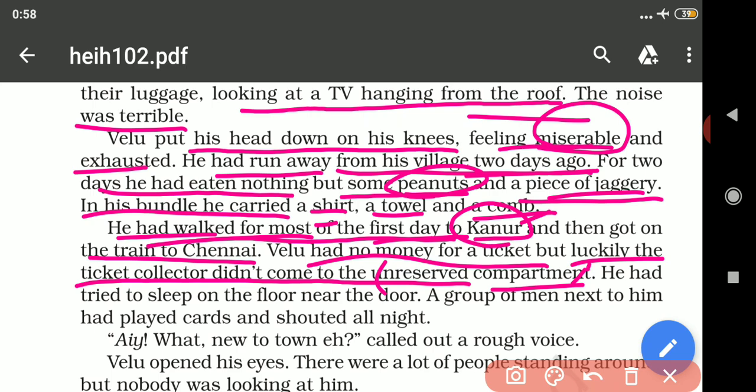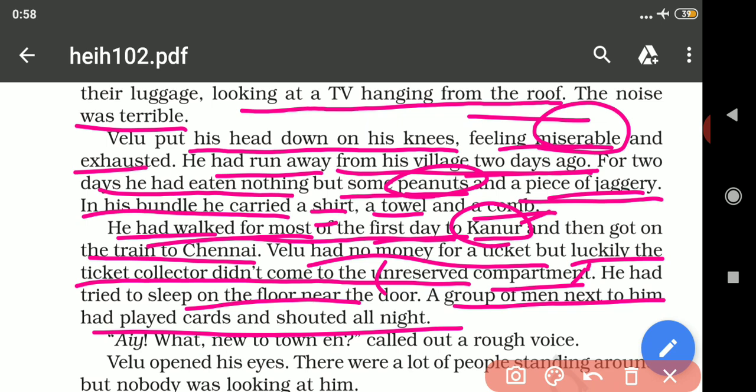He had tried to sleep on the floor near the door. A group of men next to him had played cards and shouted all night. वो उसमें सोने की कोशिश किया होगा. He must have tried to take rest. He must have tried to make himself comfortable there in the unreserved compartment. But unfortunately there he found a group of people. वहाँ पे कुछ लोग थे who were playing cards.